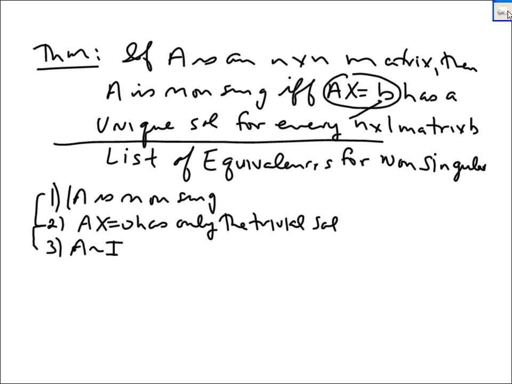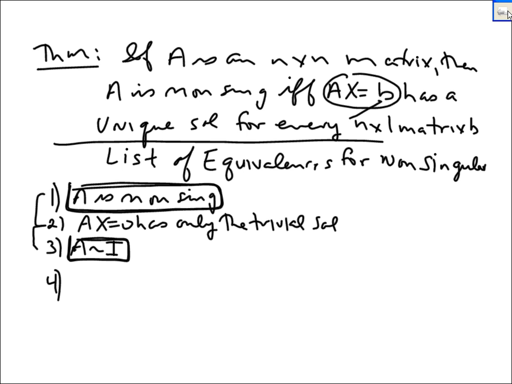If somebody tells you A is non-singular, you can hear A is row equivalent to I. If somebody says to you AX equals 0 has only the trivial solution, you can hear A is row equivalent to I. It wouldn't matter. Or you can hear A is non-singular. They're the same. These three statements are the same.